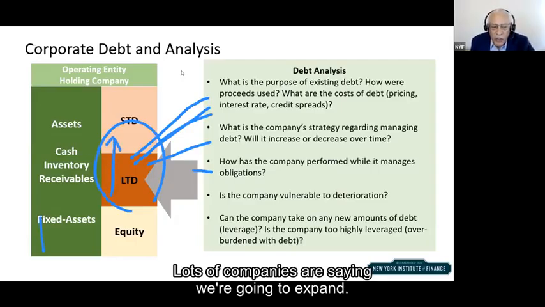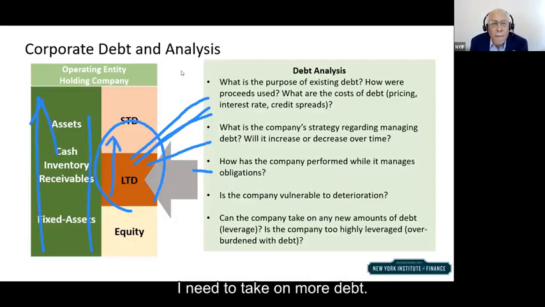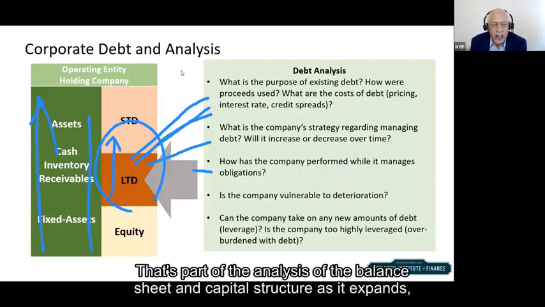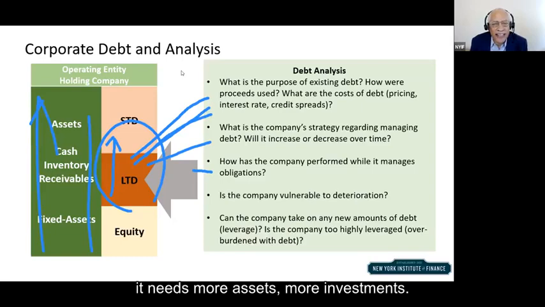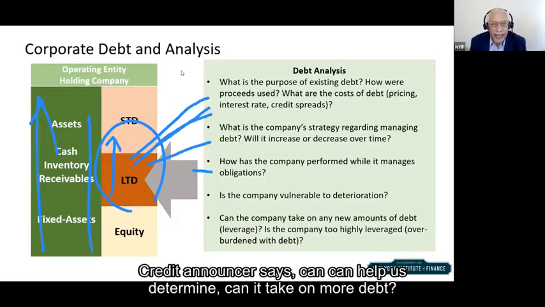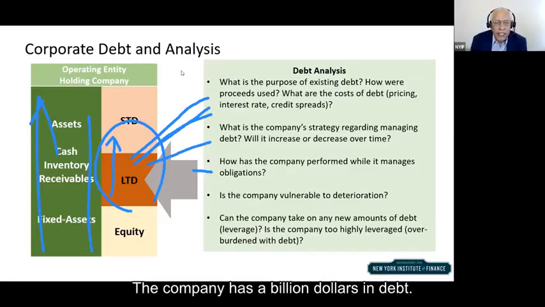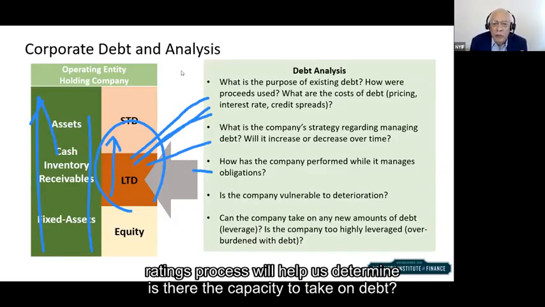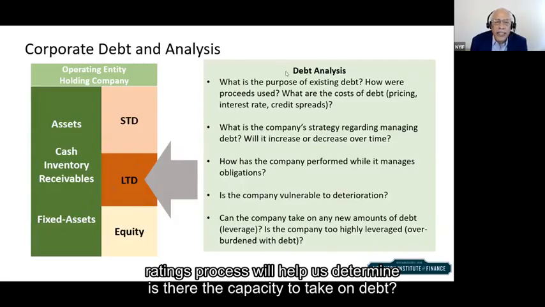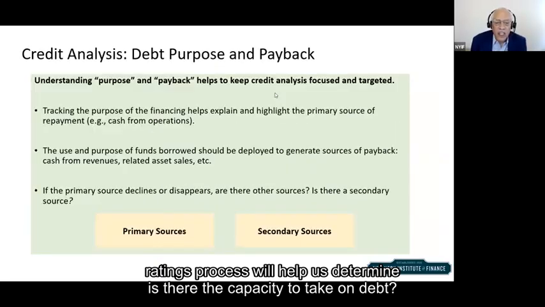Lots of companies are saying, we're going to expand, I need to take on more debt. That's part of the analysis of the balance sheet and capital structure. As it expands, it needs more assets, more investments. How is it going to fund it? Credit risk management, credit analysis, can help us determine, can it take on more debt? A company has $1 billion in debt. Can it take on $1.5 billion, $1.7 billion? The analysis and ratings process will help us determine, is there the capacity to take on debt?